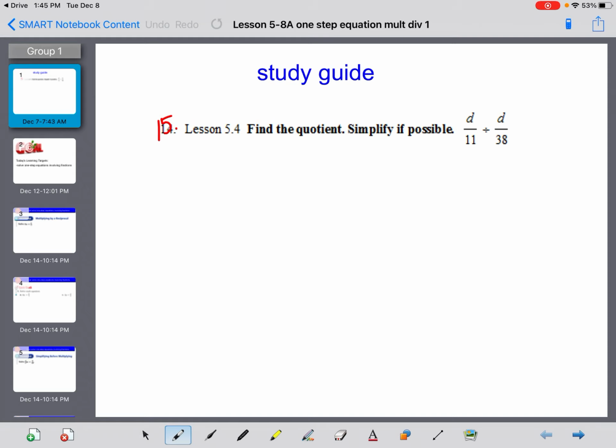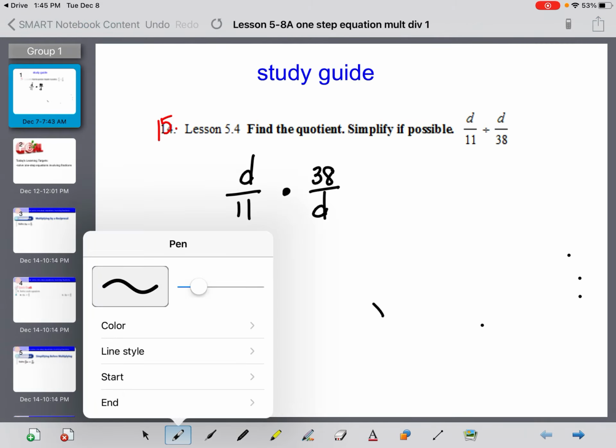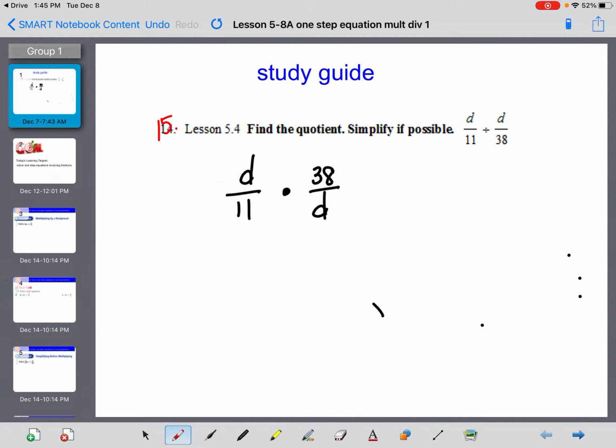D 11ths divided by D 38ths. You learned that you are supposed to multiply by the reciprocal. The first number is D 11ths. I change division to multiplying, and then I flip the fraction. D over 38 becomes 38 over D. Keep it, switch it, flip it is how many of you have learned it also. All right, so I kept the first one, I changed it to multiplication, and then I flipped the second fraction.